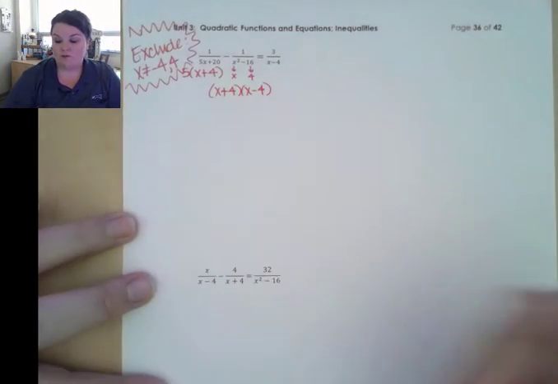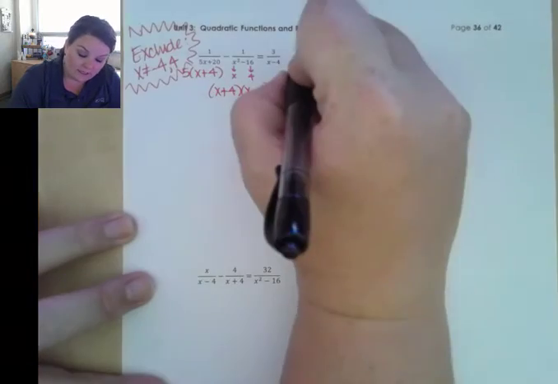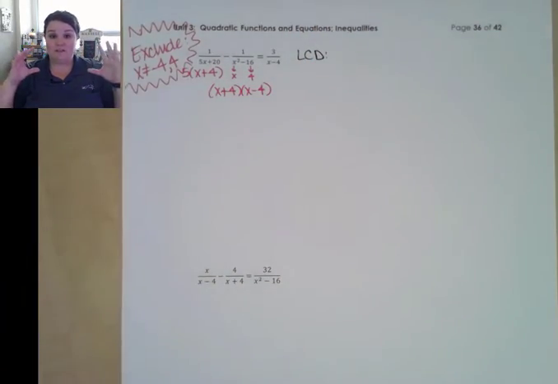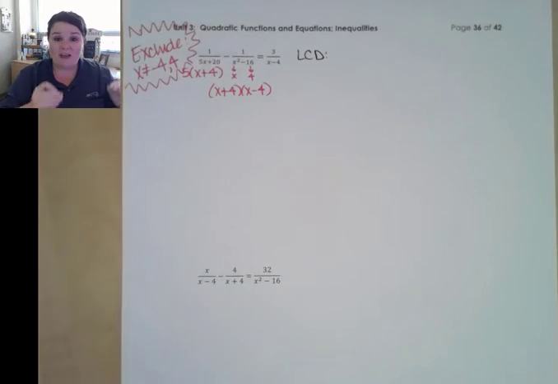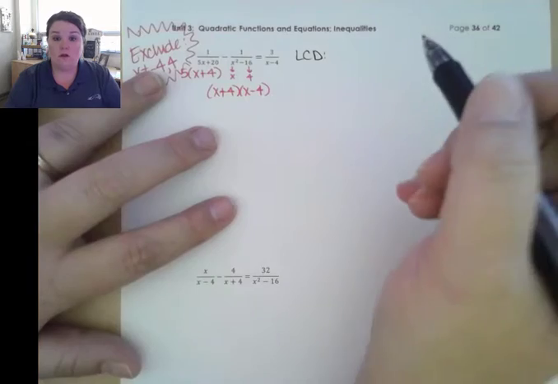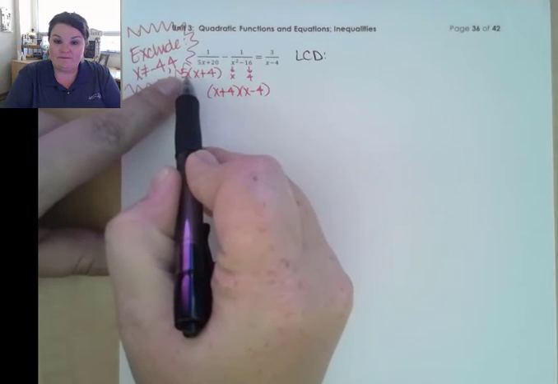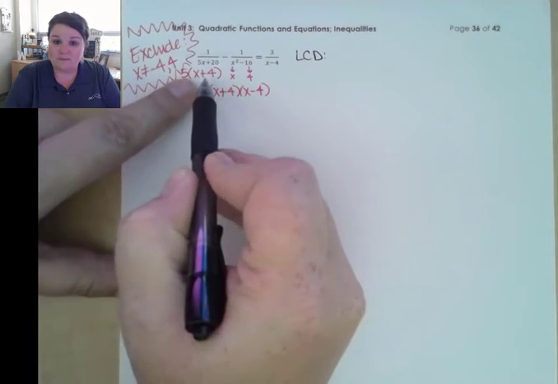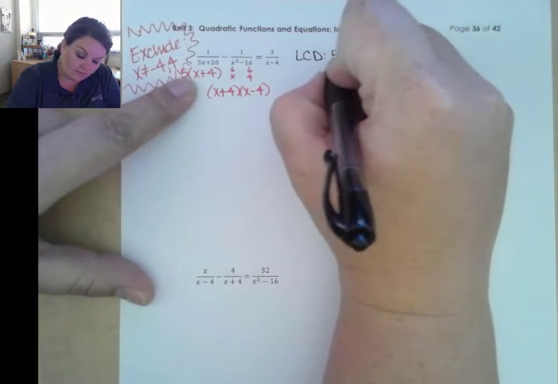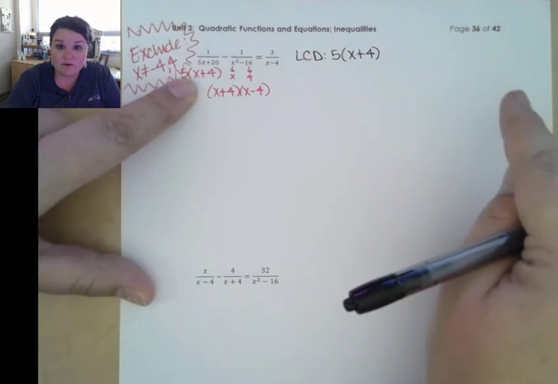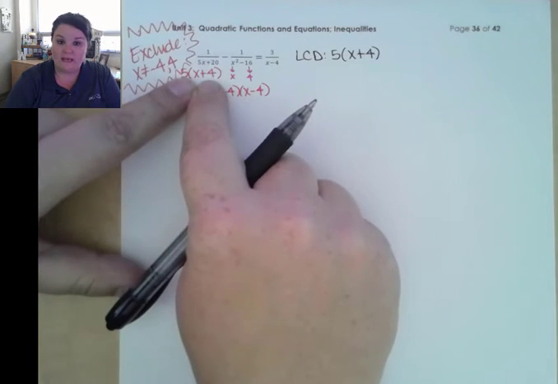So now what I want to do is figure out what my least common denominator is. And remember, the least common denominator is a denominator that will cancel out every single denominator that we have. So in order for it to cancel out this first denominator, I need a 5 and I need the quantity x plus 4. So I'm going to include the 5 and the x plus 4. That way when I multiply through by everything, I know this one will cancel.